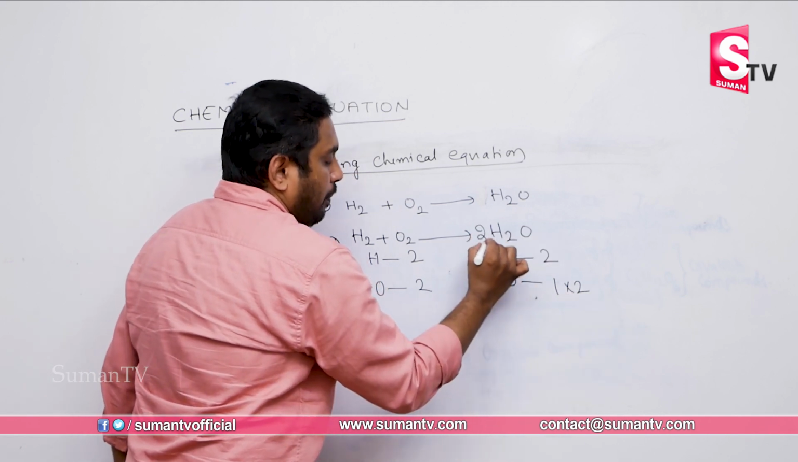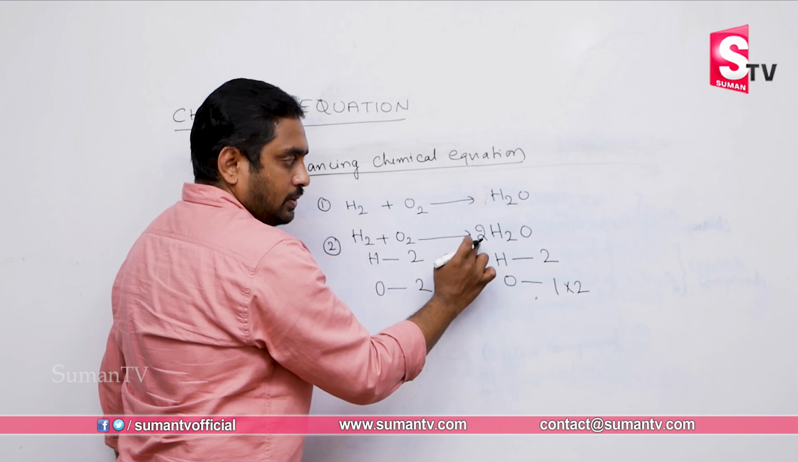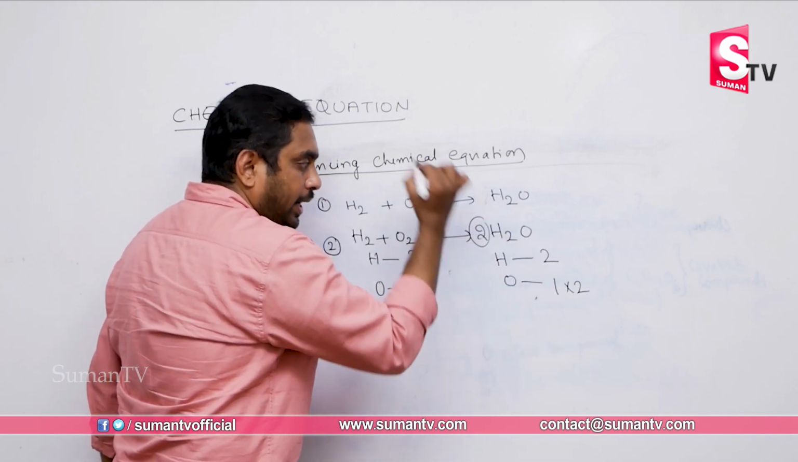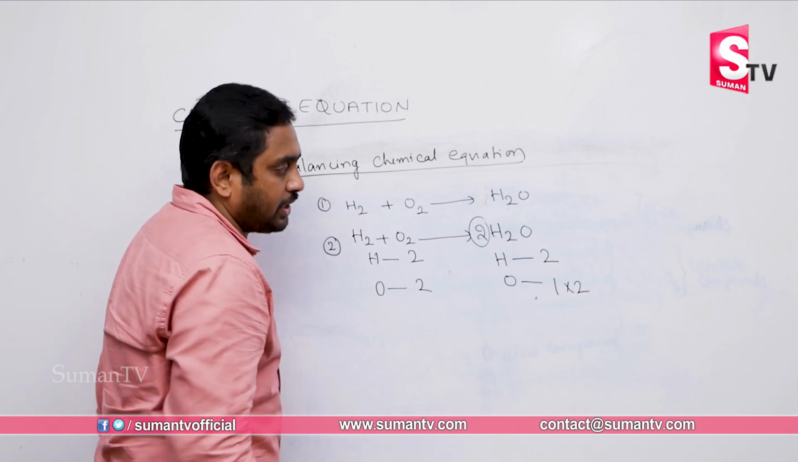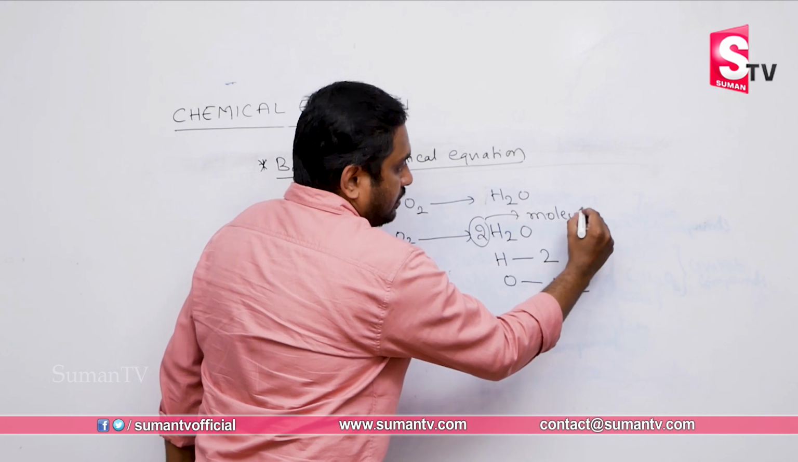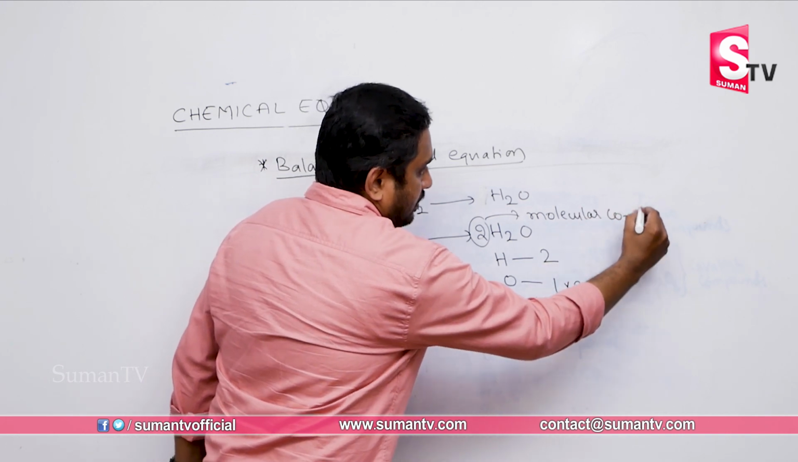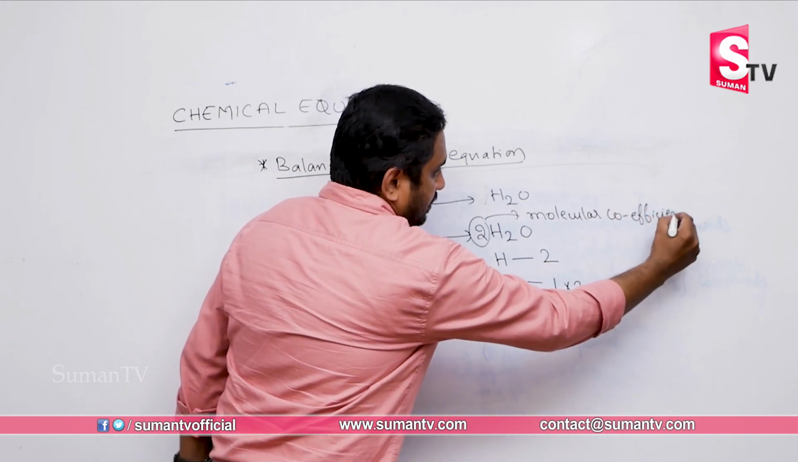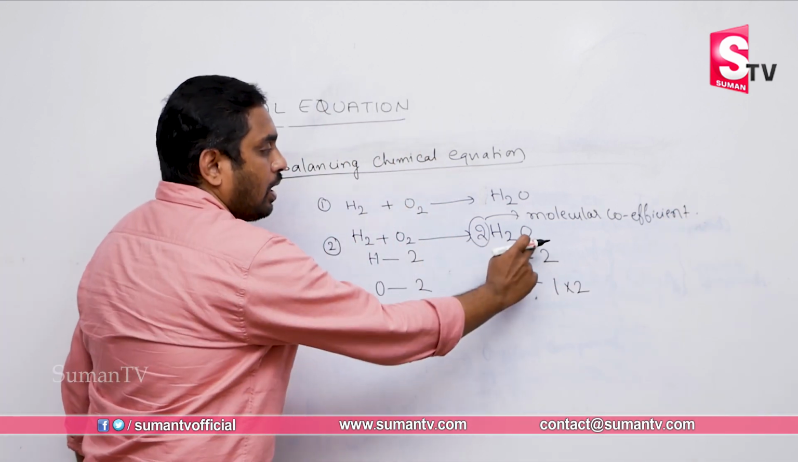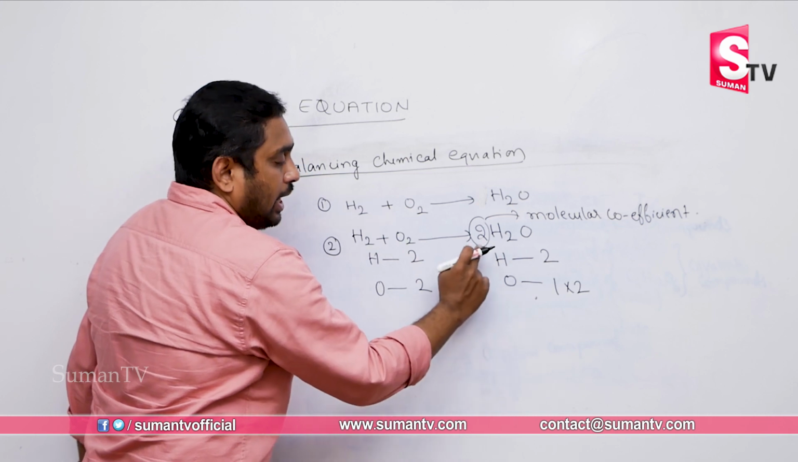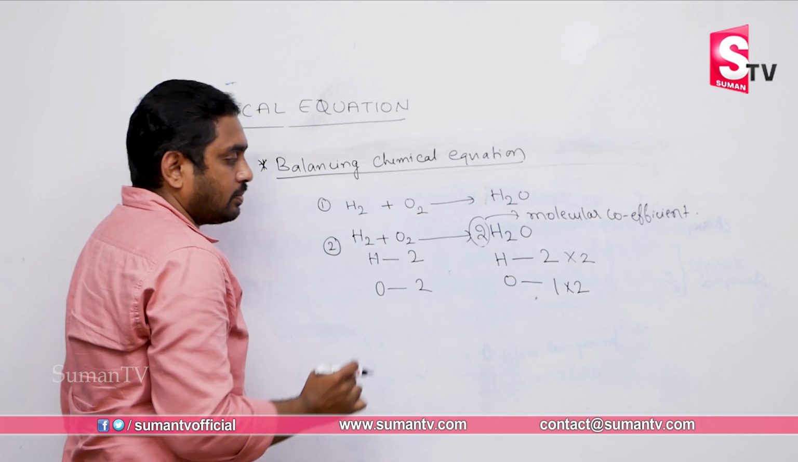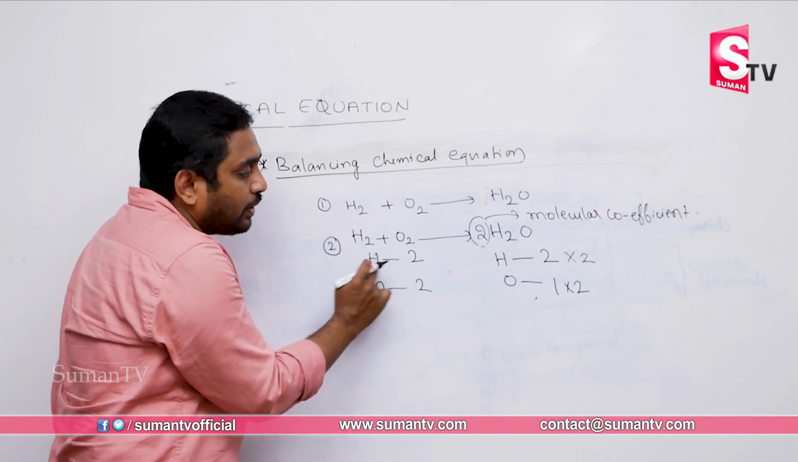Put 2 before the water molecule. Right hand side it contains now 2 oxygen atoms. This 2 is called the molecular coefficient. Oxygen atoms are balanced. Right hand side it contains 4 hydrogen atoms, but left hand side it contains only 2 hydrogen atoms.